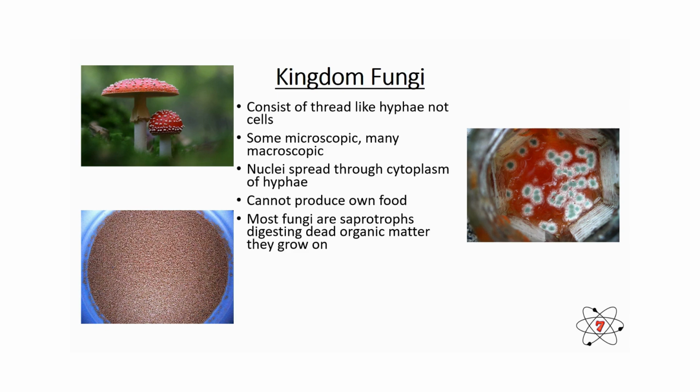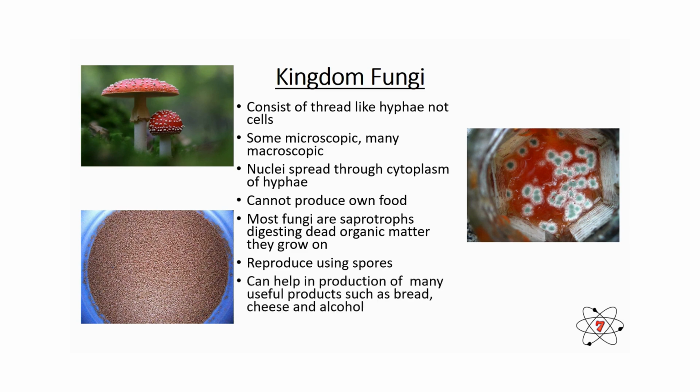Now, the groups we've looked at, or I should say the kingdoms we've looked at so far, the Protocista and the Monera, they generally reproduce asexually. This means they make copies of themselves. Fungi are far more sophisticated. Fungi reproduce using spores. This means that there's genetic variation and there is sexual reproduction going on. Fungi are also very useful. We use them to make things like bread, cheese and alcohol, and we use them quite often. In fact, we eat things like mushrooms as well. So fungi really are a very, very useful kingdom for us.